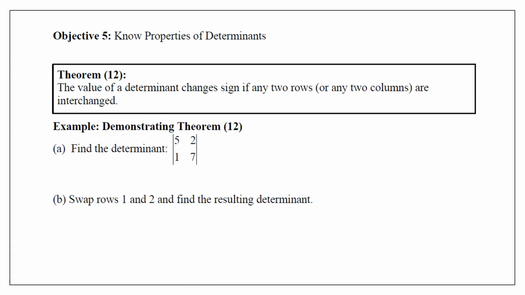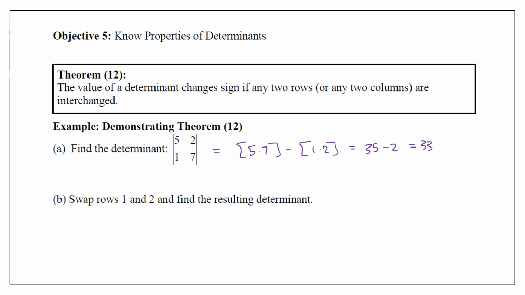So our first property states that the value of a determinant changes sign if any two rows or any two columns are interchanged. So in our example here, to show this property, we have our determinant 5, 2, 1, 7, and it's asked us to find it. So let's do that. We'll have 5 times 7 minus 1 times 2, which equals 35 minus 2, which equals 33.